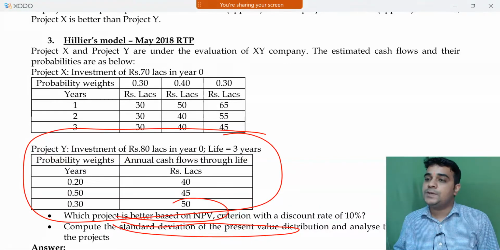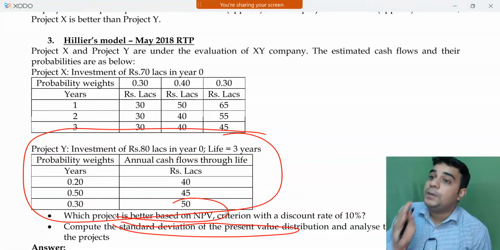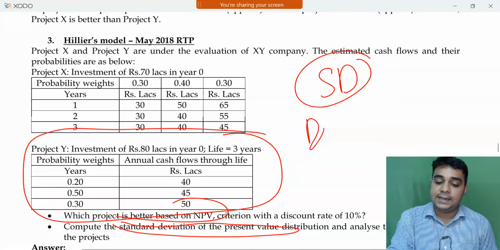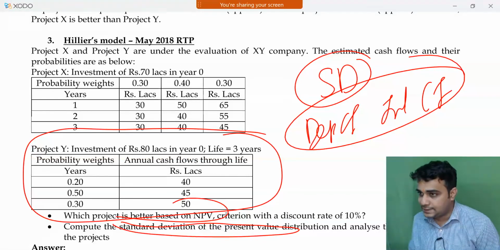The only issue is that the approach I described in the earlier question will have to be followed if they ask you for standard deviation and they say dependent cash flow and independent cash flow. If the question uses these wordings, you will have to follow what I said earlier.